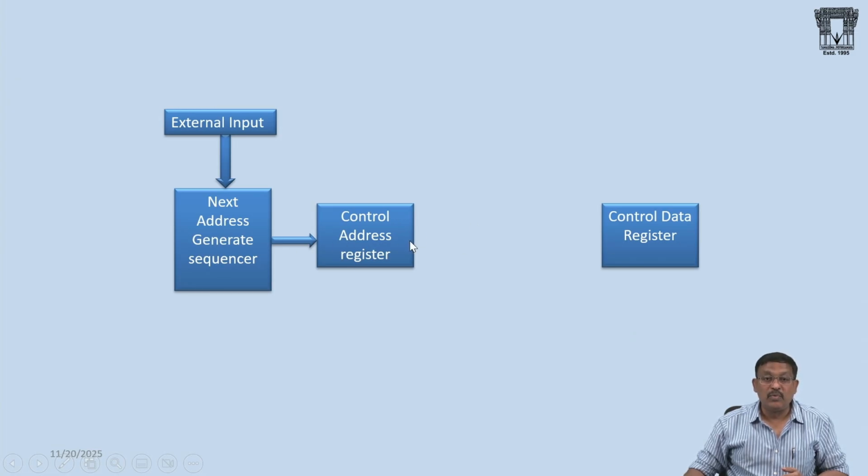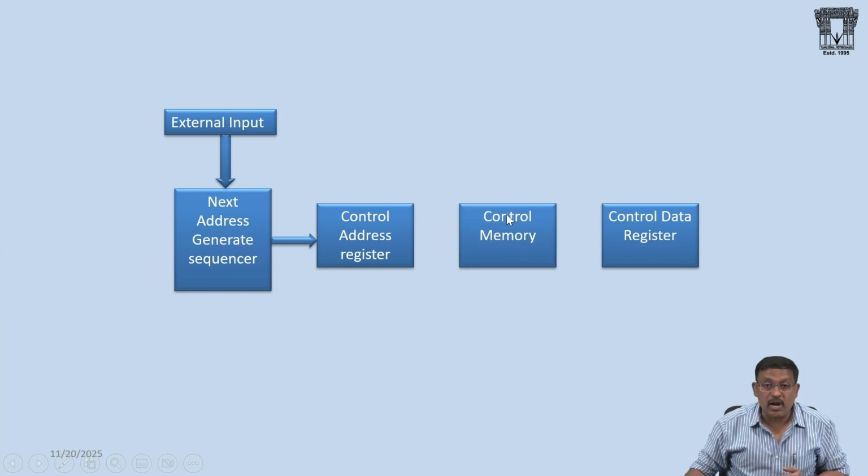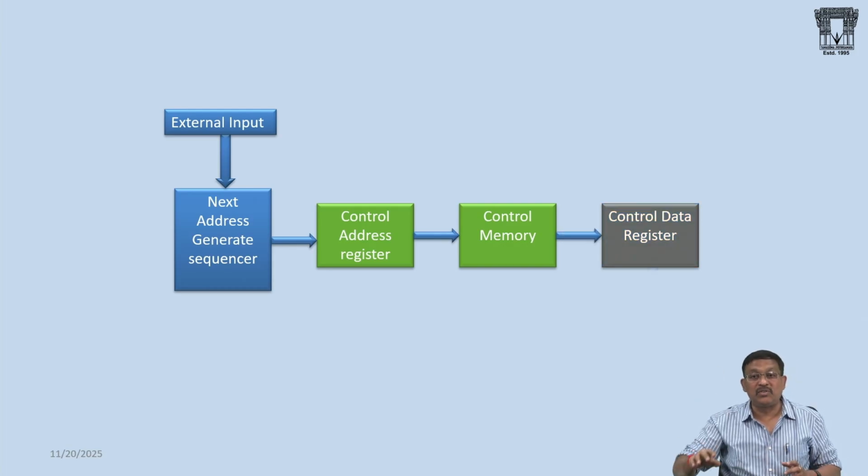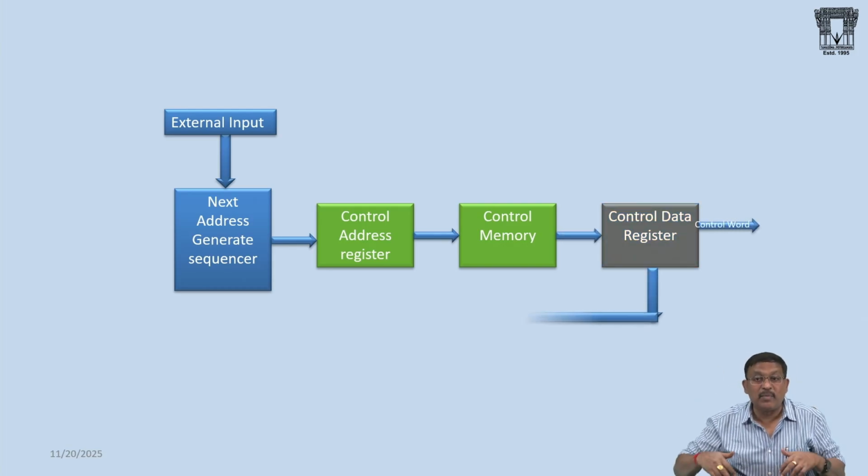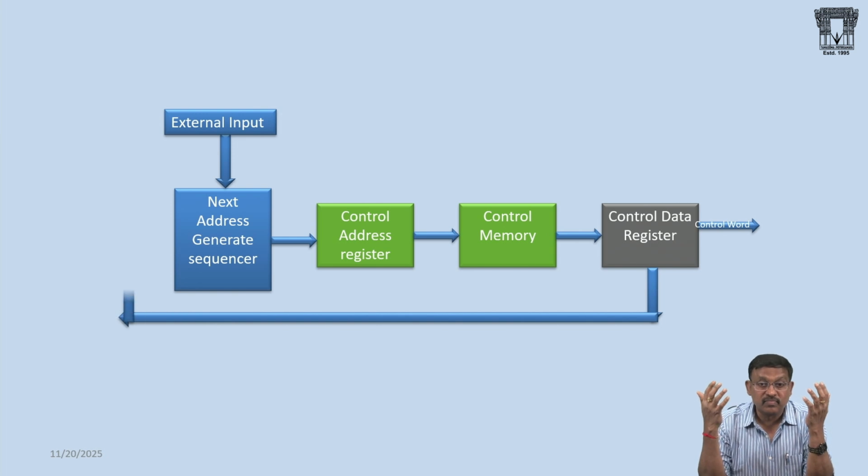Look at this one. We have a control memory, which is to be accessed with the control address register, CR register. If I access the control memory with this CR register, I get a micro instruction in the form of a control word. That control word is stored into the control data register. One instruction is accessed: the control address register accesses the control memory, and one micro instruction is loaded into the control data register. What about the next micro instruction?